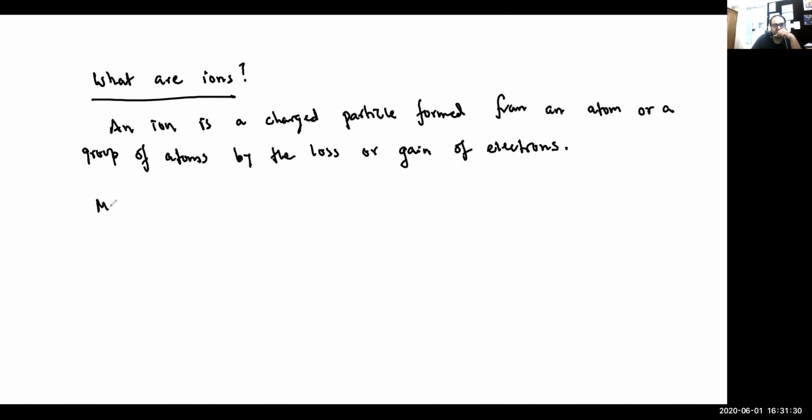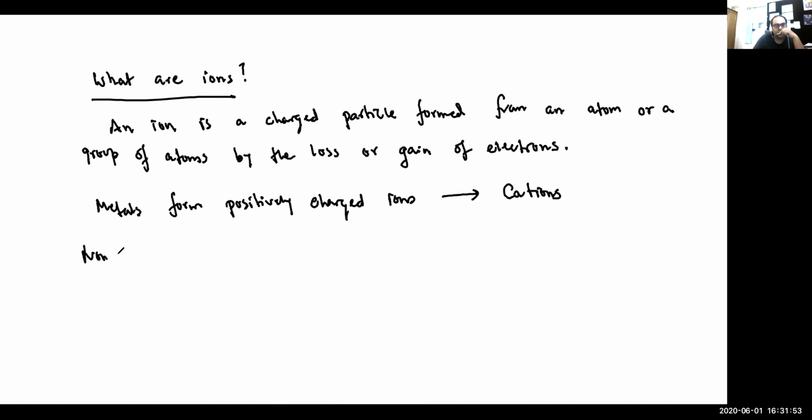So metals form positively charged ions, which are also known as cations. Non-metals form negatively charged ions, which are known as anions.